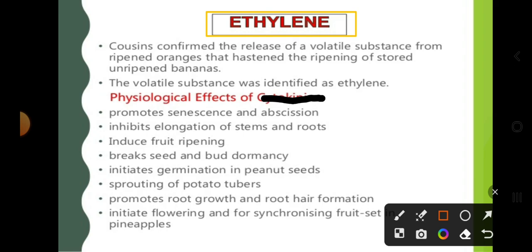Ethylene promotes senescence and abscission. As we know, ethylene is a stress hormone. It inhibits elongation of stem and roots. It induces fruit ripening by enhancing the respiration rate in the wall of the fruit. It breaks seed and bud dormancy. That means it helps in germination in the case of peanut seed.